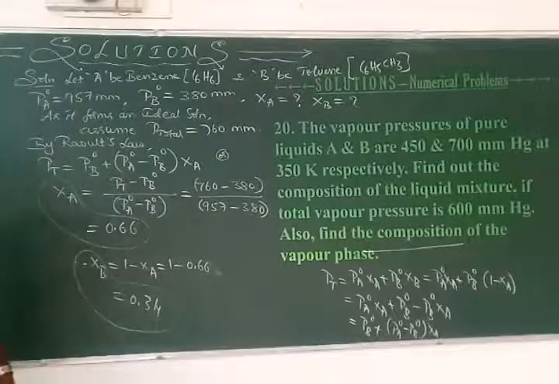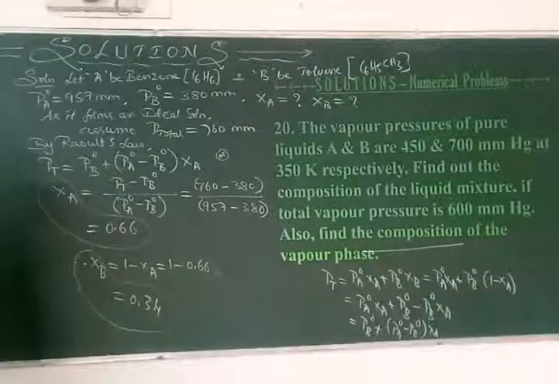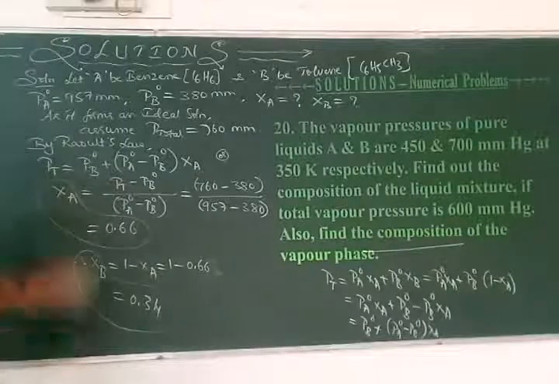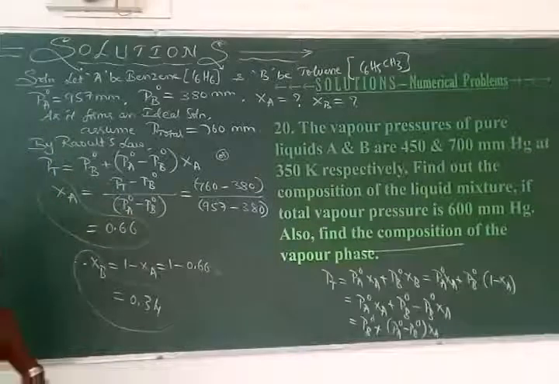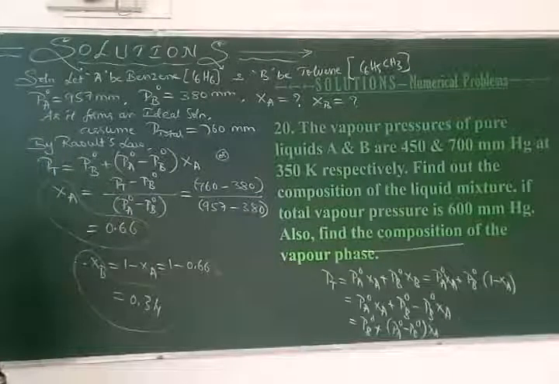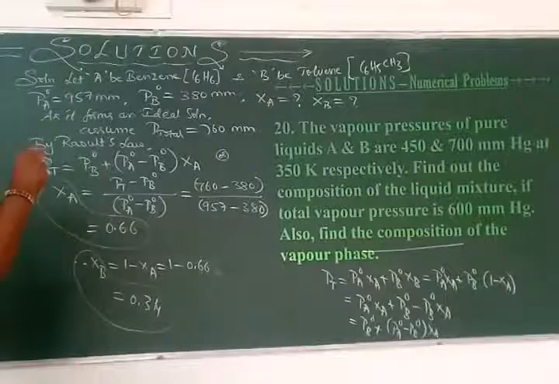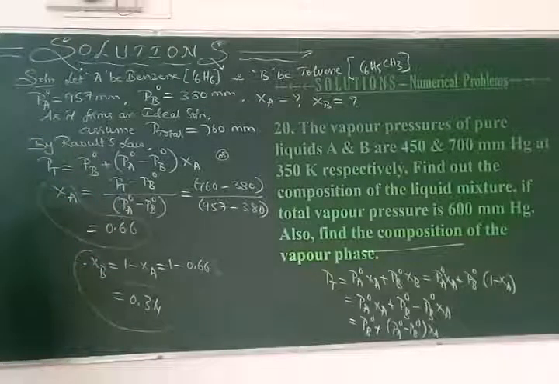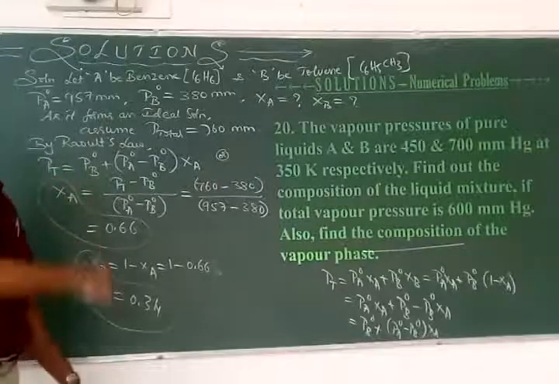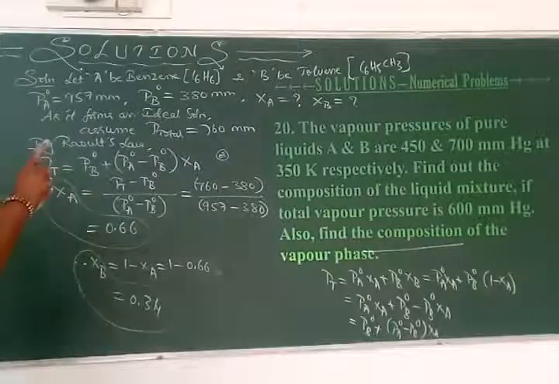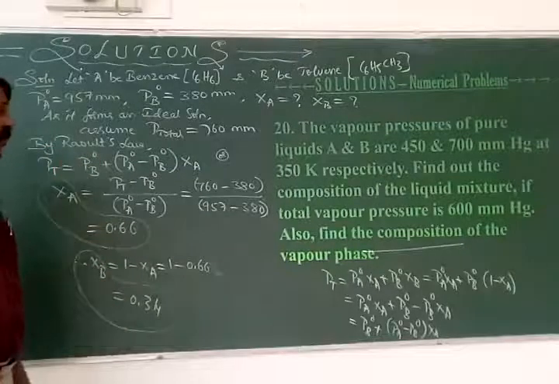The vapor pressures of the pure liquids A and B are respectively 450 and 700 millimeter of mercury at a certain temperature of 350. Find out the composition of the liquid mixture if the total vapor pressure is found to be 600 millimeter of mercury. Composition means again we have to find out the mole fraction.